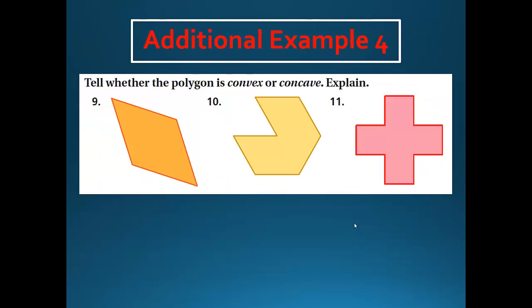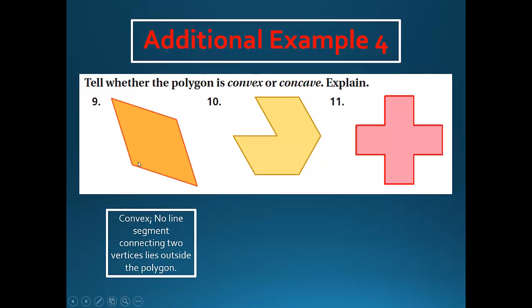Now we have an additional example. You can pause the video and try them on your own, or you may follow along. Tell whether the polygon is convex or concave, and explain. So for number 9, if we would draw a line between two vertices, it would be on the inside. Since it would be on the inside, it is convex. No line segment connecting two vertices lies outside the polygon.